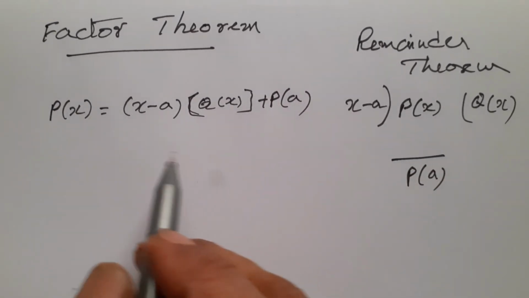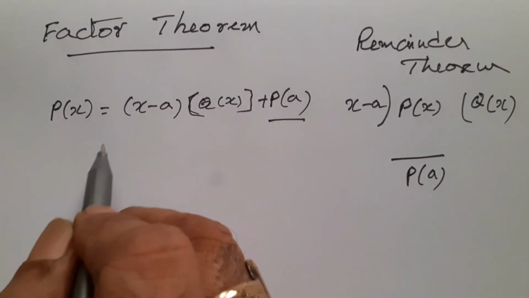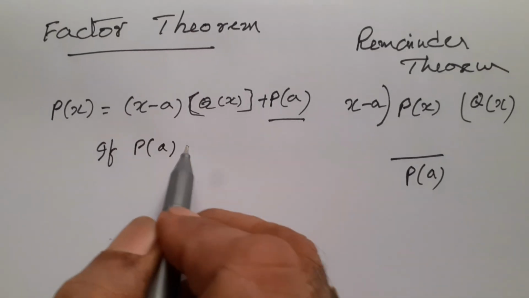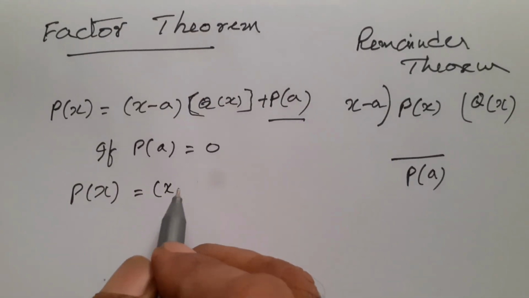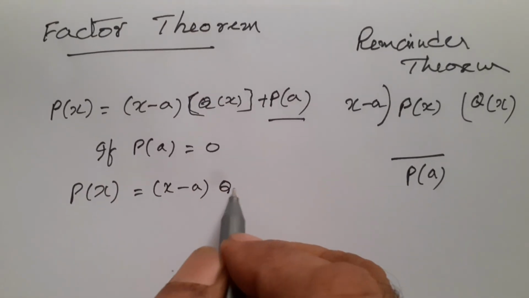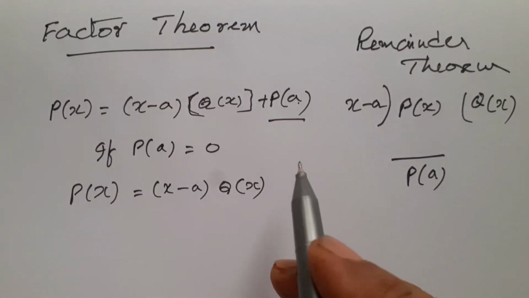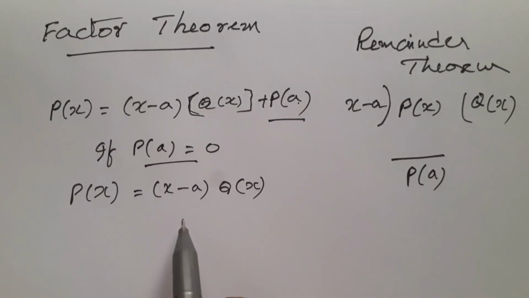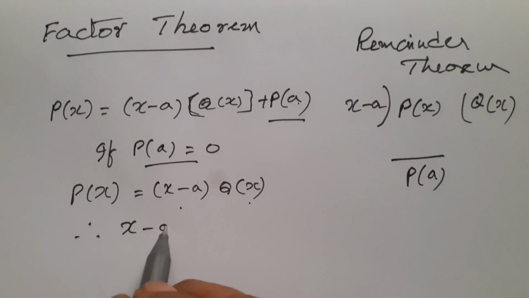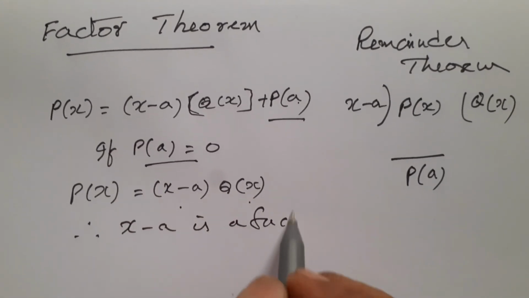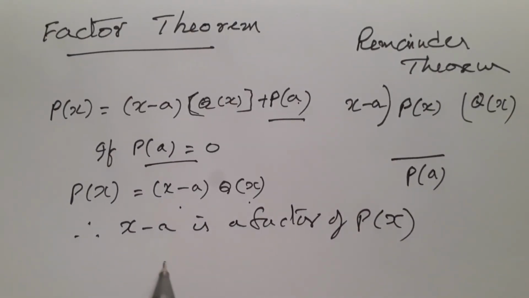Now let us see what the factor theorem is. If the remainder is 0 here, it means p of a is 0. Then we can write p of x equal to x minus a into q of x. So p of x is the product of x minus a and q of x when p of a equals 0. It means here x minus a is a factor of p of x. At the same time we can say q of x is also a factor.